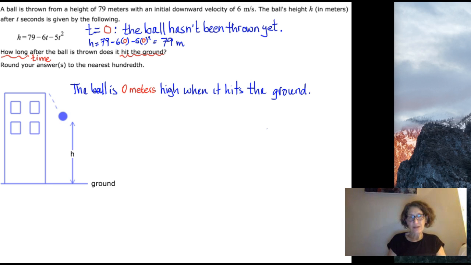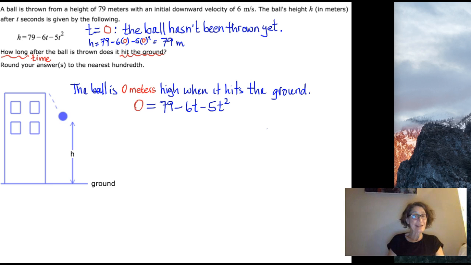So that means that we can plug in 0 for h. So let's do that. 0 is equal to 79 minus 6t minus 5t squared. So this is a quadratic equation. It's a polynomial. The highest degree is 2, and there's only one variable.